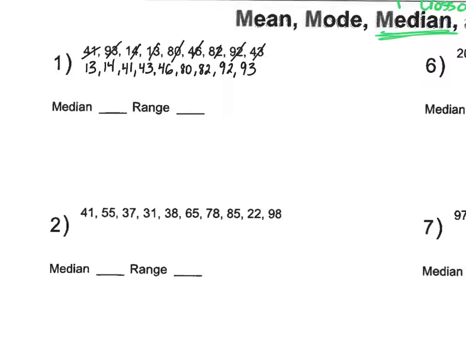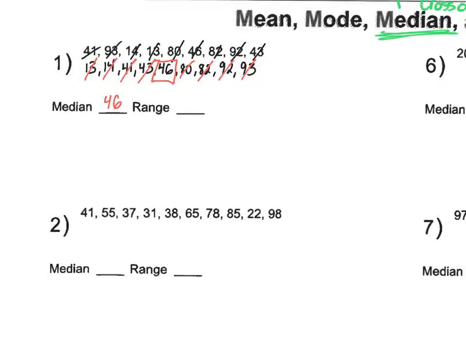Now, in order to find the median, you're going to cross off from one end and the other. So we have one off in the front, one in the back, one in the front, one in the back, until we get to a middle number. Because 46 is by itself, that would give you your median.